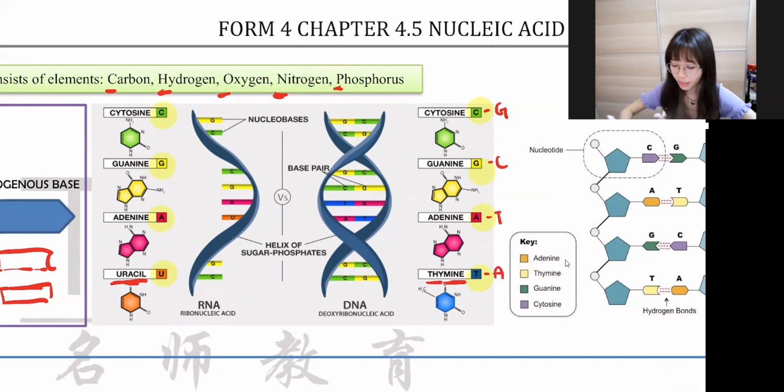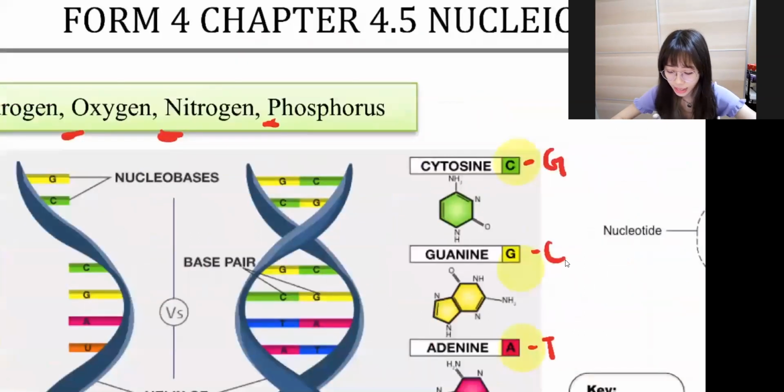How do you want to remember? Remember as AT GC. You always use Google Classroom, right? AT GC. A with T, G with C. Then obviously you know that T is with A, C is with G. This is how you remember the pairs, AT GC. So you look at the diagram. You can see that G always pairs with C, C always pairs with G, T always pairs with A, A always pairs with T. So T cannot pair with C or G.